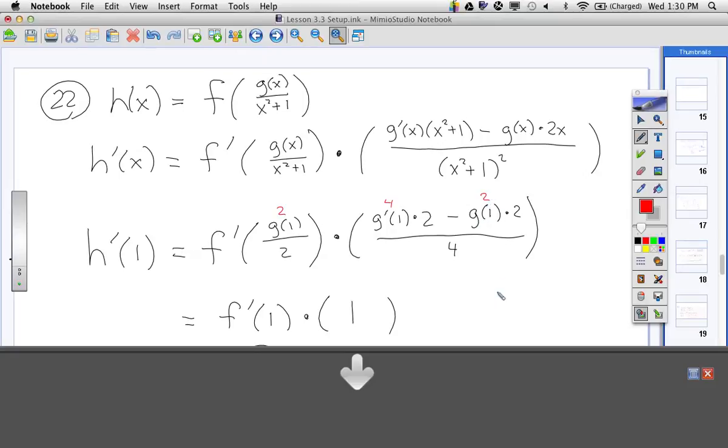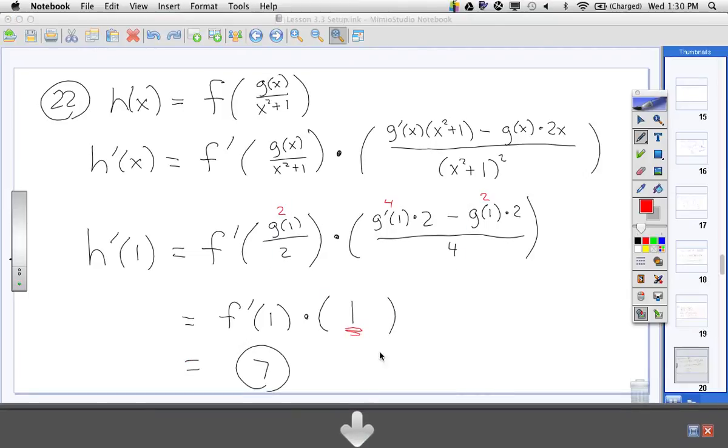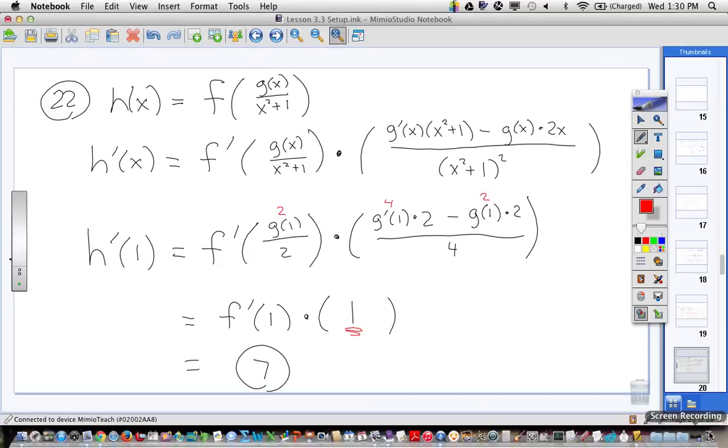G of 1 was a 2. So you got 8 minus 4, which is 4. 4 over 4 is 1. You get f prime of 1, which I think was a 7. So the whole thing comes out to be 7.